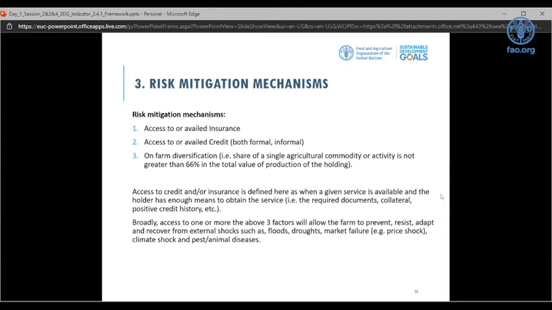So as a shock coping mechanism or mitigation strategy, so that the farms continue to be sustainable, the SDG 2.4.1 proposes that the agriculture holding should have access to or availed insurance, which is a preventive protection measure to protect the holding against external shocks. Access to or availed credit, which may have been obtained from formal or informal sources, such as banks, relatives, or local money lenders. And lastly, whether the agriculture holding is diversified. Diversification here is defined as the share of a single agriculture commodity produced or activity carried out not being greater than 66% in the total value of production of the agriculture holding.